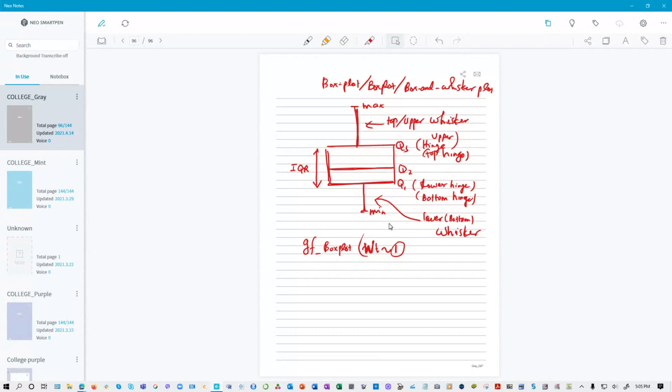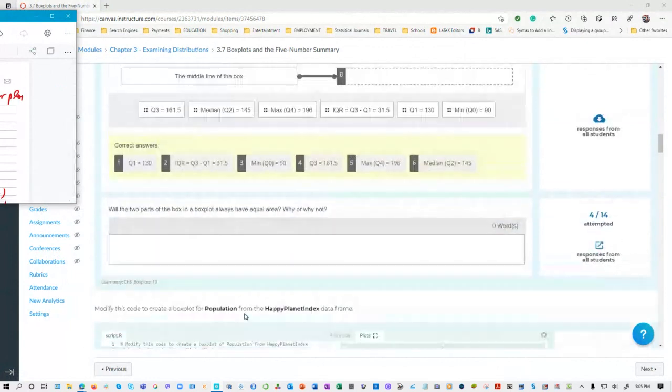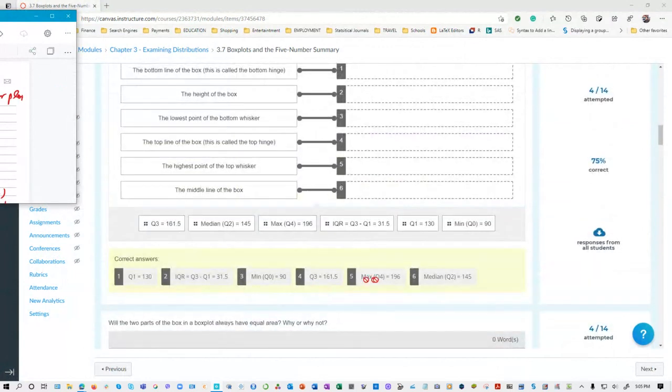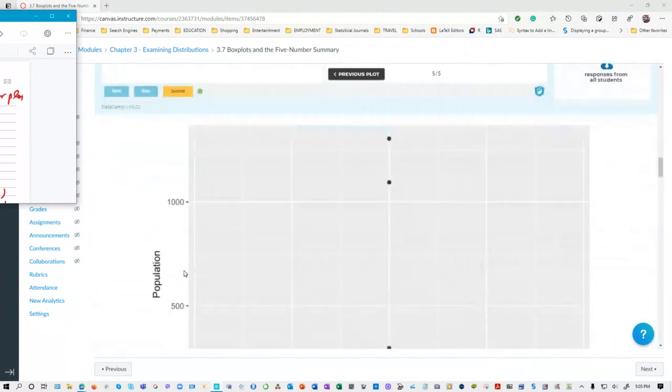This is nothing but the height of the box. The highest point on the top gives the maximum. The top line of the box is called the top hinge, Q3, and the median is going to be the middle line, called the median. You've got something like this.